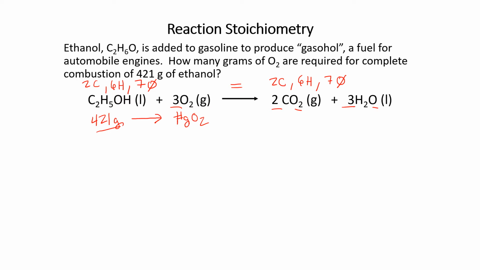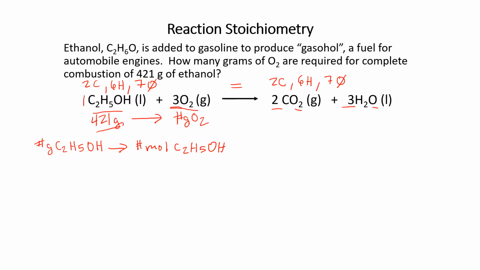Okay, so now what we need to consider is how we're going to go from grams of ethanol to grams of diatomic oxygen. Let's get us a little roadmap here. We'll say, okay, we're going to go from grams of ethanol, and what we need to do is get to moles of ethanol. Why are we getting to moles of ethanol? Because what these two have in common is their mole ratios.